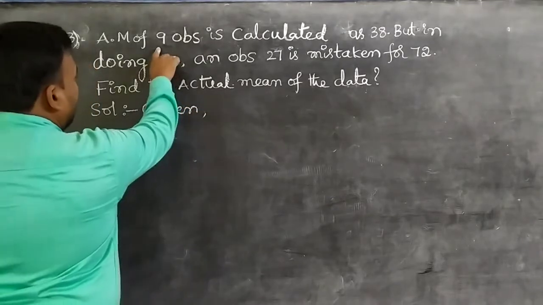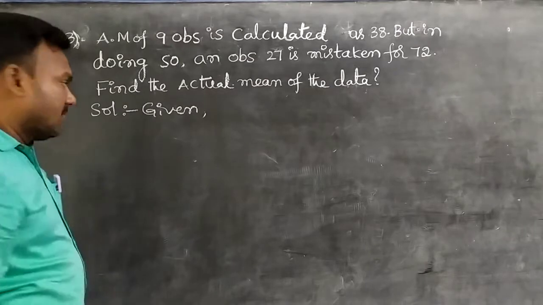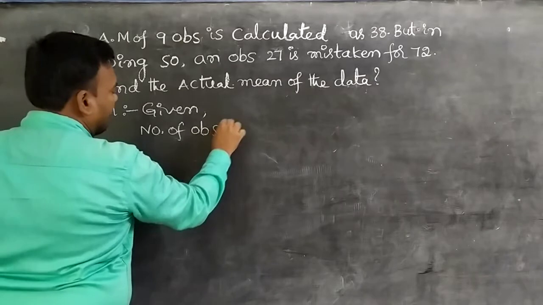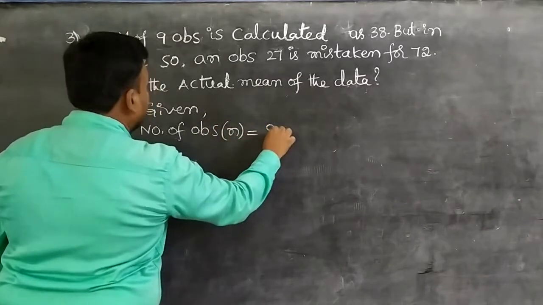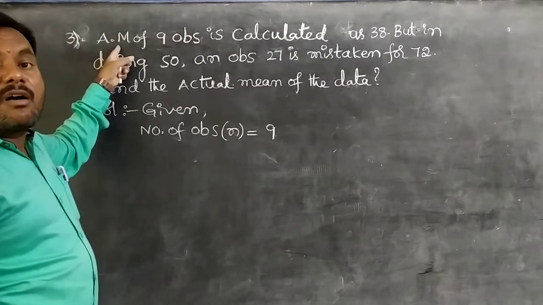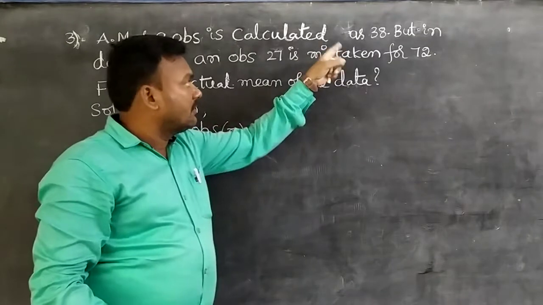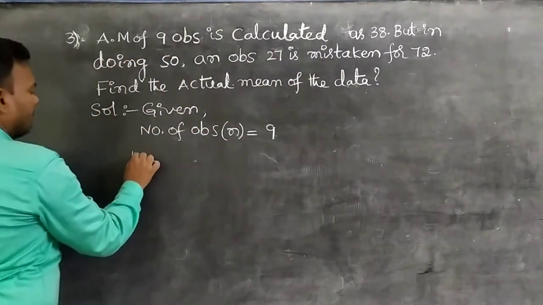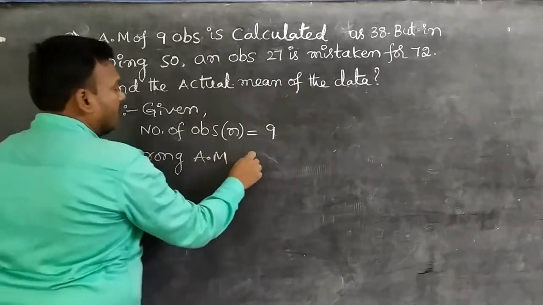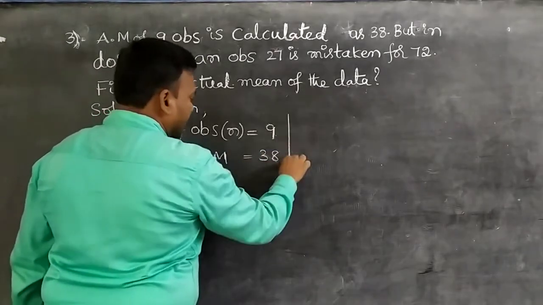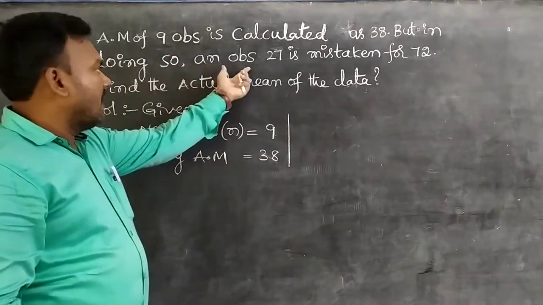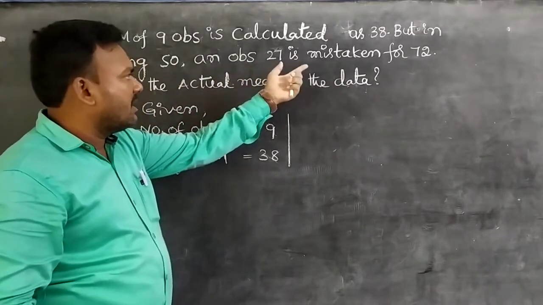How many observations are there? 9 observations. First of all, we take the number of observations, in the bracket small n equal to 9. Next, the arithmetic mean, which we consider as the wrong AM. How much is the AM value? 38. So wrong arithmetic mean equals 38, students.